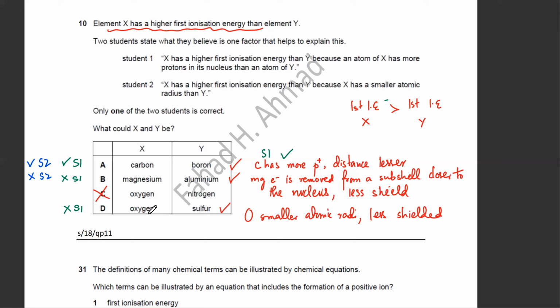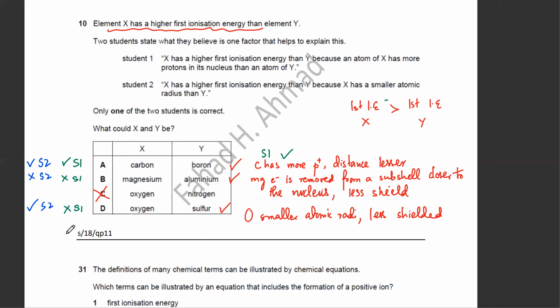And let's look at option D. In option D, atomic radius is a factor because oxygen is clearly a smaller atom, sulfur is a much bigger atom. So which is why student number 2 over here is correct. Oxygen is a smaller atom, so it has a smaller atomic radius than Y. So it's a smaller atom. So hence student 2, the explanation is correct. Achha, is this clear so far?